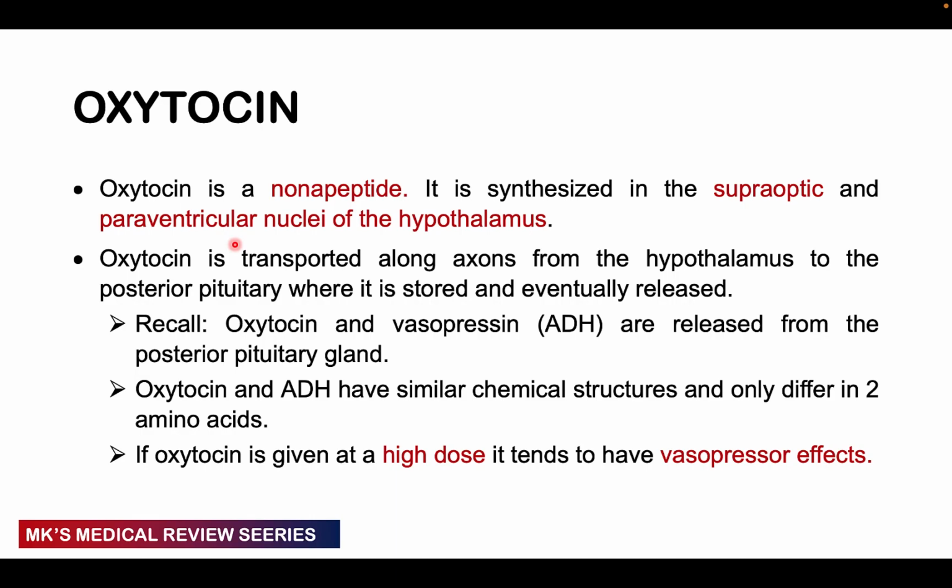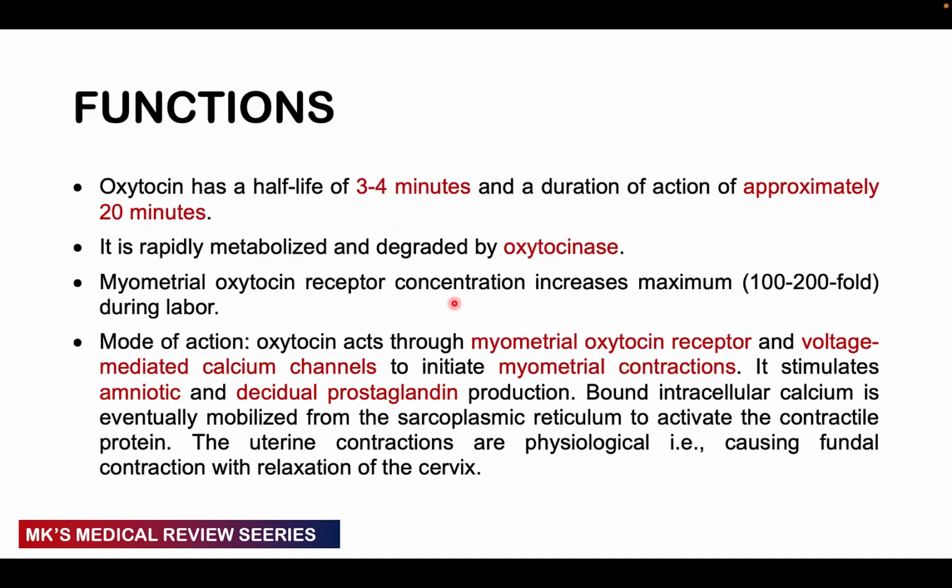And remember that oxytocin and ADH, antidiuretic hormone, also referred to as vasopressin, are going to be released from the posterior pituitary gland. This is very important because when you look at the chemical structure of ADH and of oxytocin, they have similarities and only differ in about 2 amino acids. So remember that at higher doses of oxytocin, you can actually have vasopressor effects as well as ADH effects.